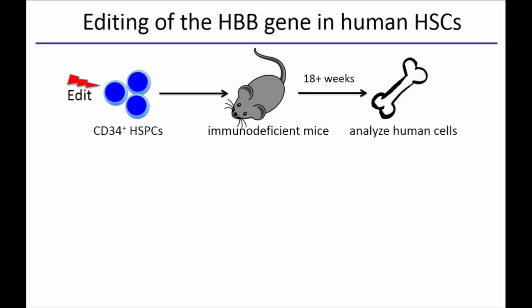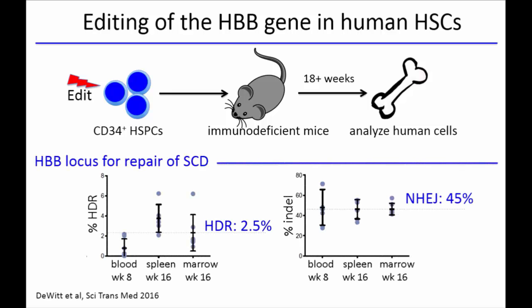The only good assay that we have to measure editing in stem cells is in xenotransplantation experiments in mice. And so that experiment is shown here. One would edit the CD34 cells, transplant them into immunodeficient mice, and wait at least 16 or 18 weeks, and the cells that are left around after that amount of time are thought to approximate the human hematopoietic stem cell, and then you can measure the editing here. And I'll just give you an example of that.